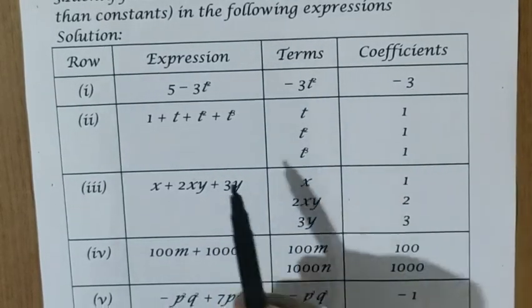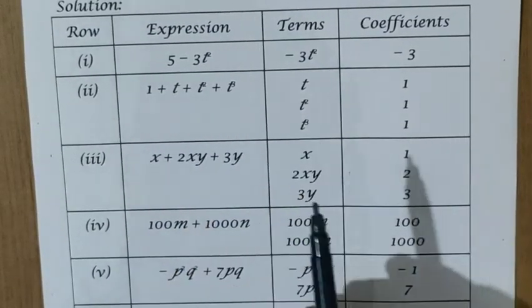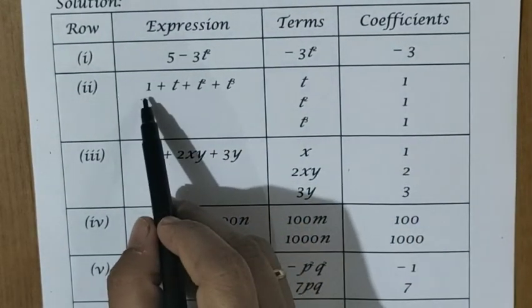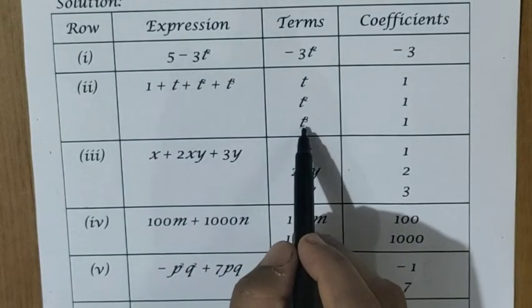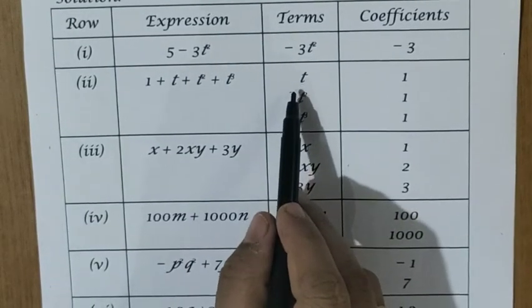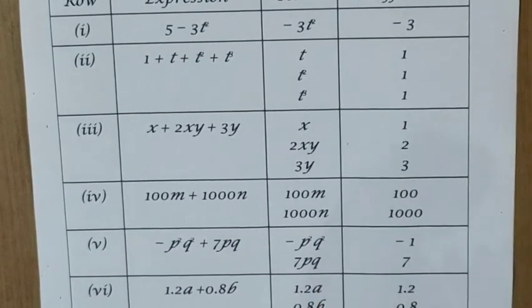In minus 3t square, what is the coefficient? Minus 3. Now the second question, 1 plus t square plus t cube. Tell me, which is the constant now? Constant is 1. So the other terms are t square and t cube. Everything has coefficient 1 only. So we have written 1, 1, 1.